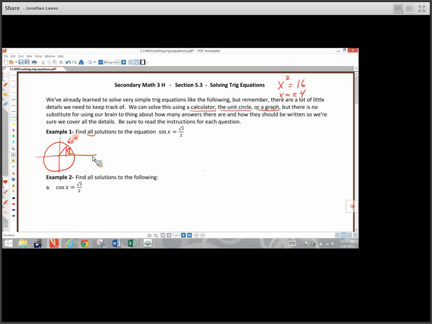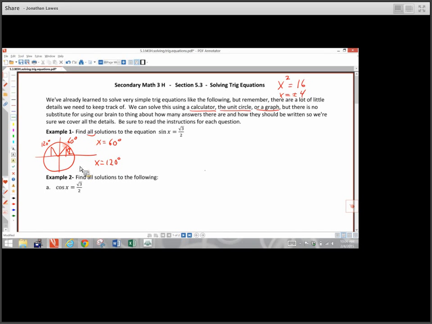Is there any place else on the unit circle? Bob? 120. At 120, so over here, right? So this is at 120 degrees. That would work as well. Okay, now, if this says find all solutions, okay, couldn't I take this one and say, all right, one of the answers is 60 and another answer is 120, okay? But this says all the answers.